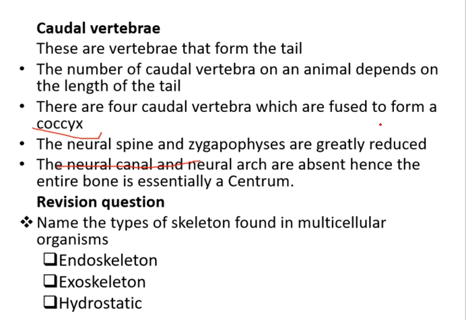That has been the types of vertebrae and their characteristics. You can look at a revision question. Types of skeleton found in multicellular organisms. We have the endoskeleton, which is found basically in mammals. Then the exoskeleton, found in members of phylum Arthropoda, where you have shedding of that exoskeleton to allow growth. Then the hydrostatic skeleton, which is found mainly in earthworms or worms, which have water in their body.